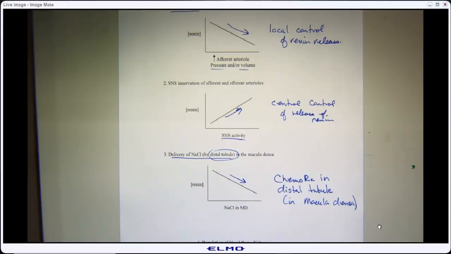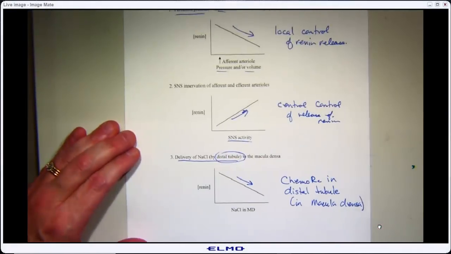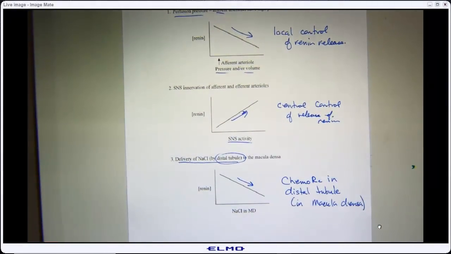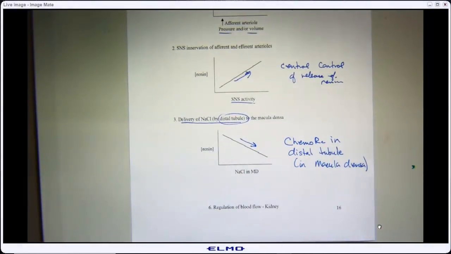So we were talking about ways of releasing renin. That's where we found ourselves on Thursday. How we're going to release renin. We saw that renin came from changing pressure in the afferent arterioles. Renin can come from the SNS innervation that occurs in those arterioles, and efferent arterioles releasing renin. And then also this thing that we talked about, sodium chloride in the distal tubule in the macula densa. Okay, so what did all that mean?